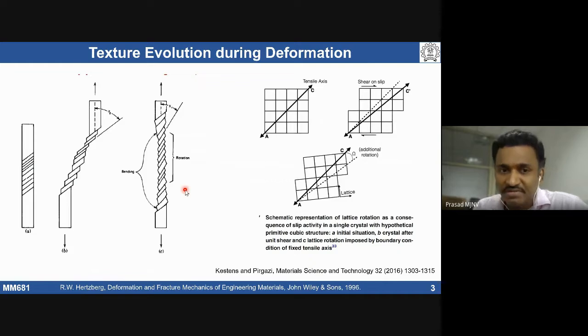So during deformation, how is the texture going to evolve? Because of shear deformation, the combination of shear and rotation can lead to the formation of a texture. So texture is going to evolve. The presence of rotation, which can happen due to rigid motion of a body, can lead to texture evolution in materials during deformation.